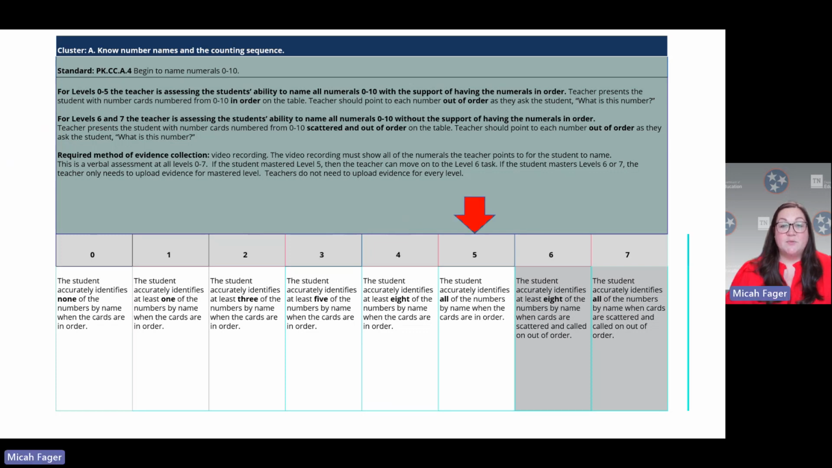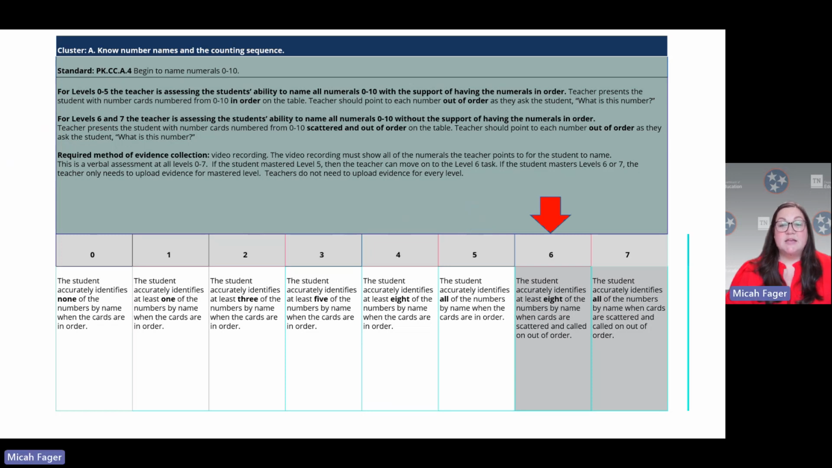If the student is able to accurately identify all of the numbers by name when the cards are in order, then the student work receives a level 5. So again, levels 0 through 5, students need the support of the numbers being in order in a line on the table.